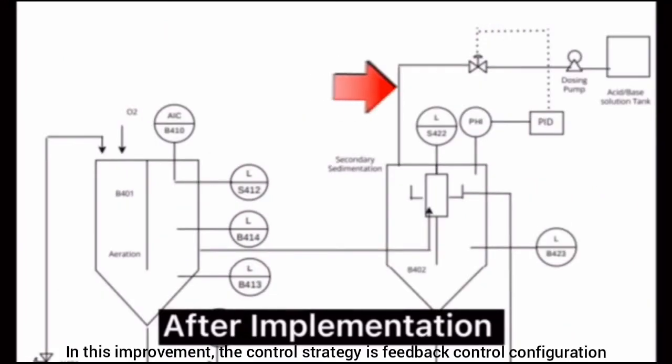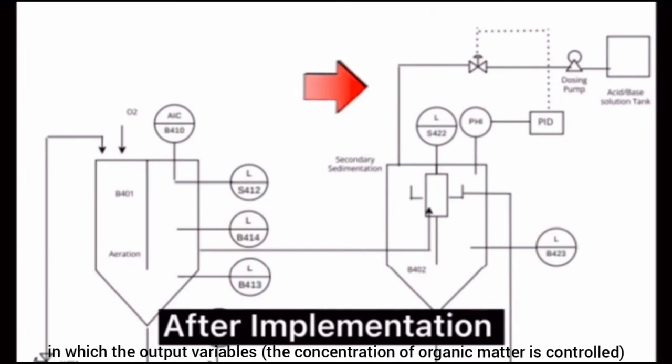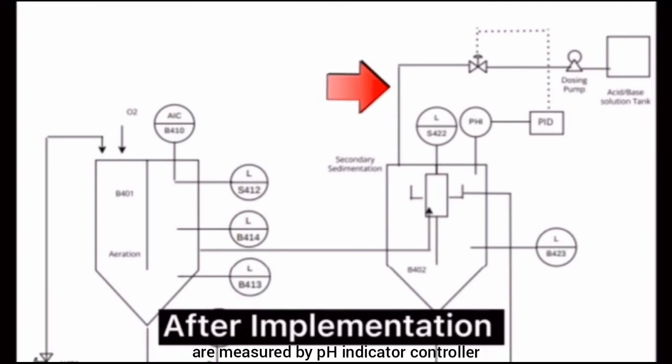In this improvement, the control strategy is a feedback control configuration in which the output variable, which is the concentration of organic matter, is measured by a pH indicator controller to adjust the value of the manipulated variable.